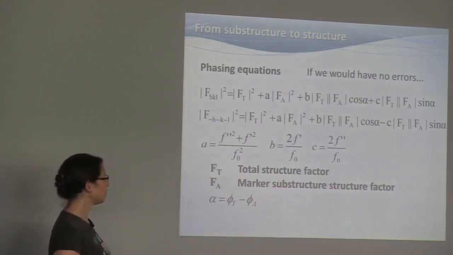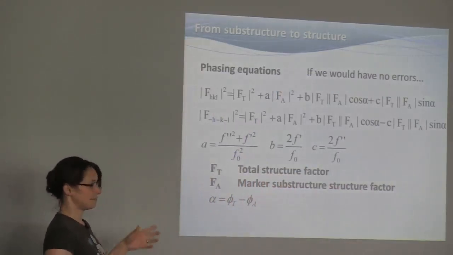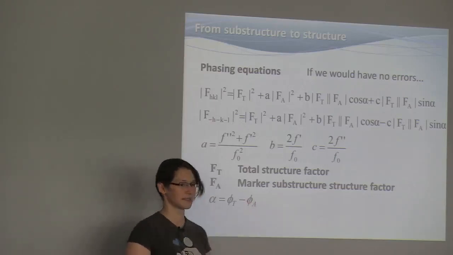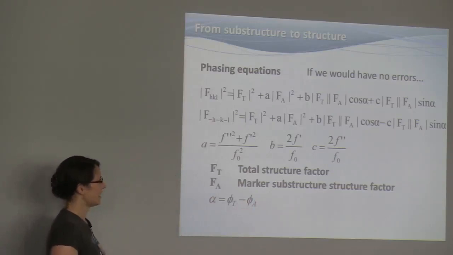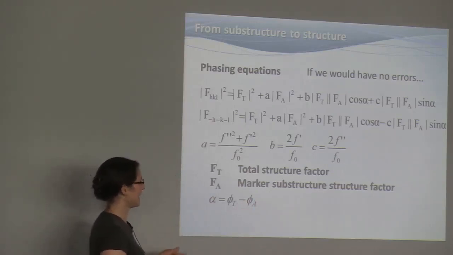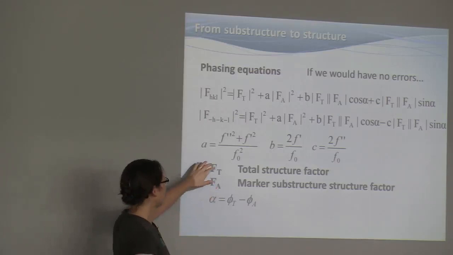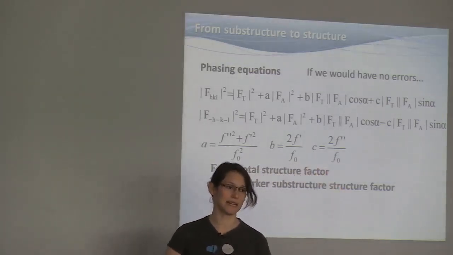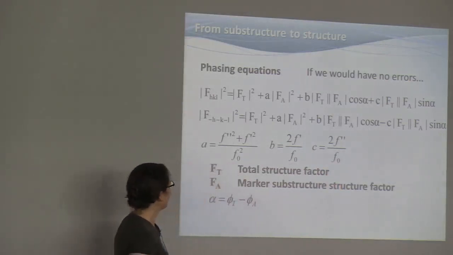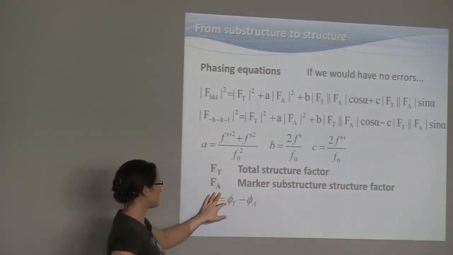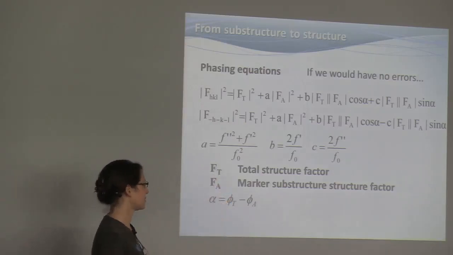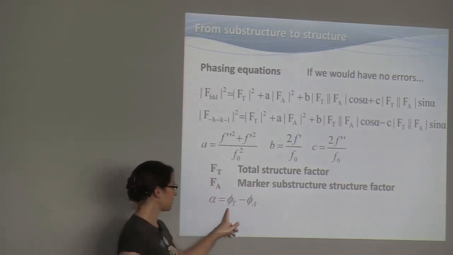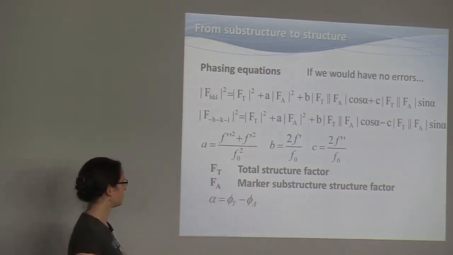How do we get it? One way to get it formally is the phasing equations. That's also only true if we have no errors. I know it looks rather complicated, but let's have a closer look. There's A, B, and C. They depend on F prime and F double prime, and hence on the wavelength. There's FT, which is the total structure, and FA, which is the marker atom structure factor. And we know that alpha is phi T minus phi A.